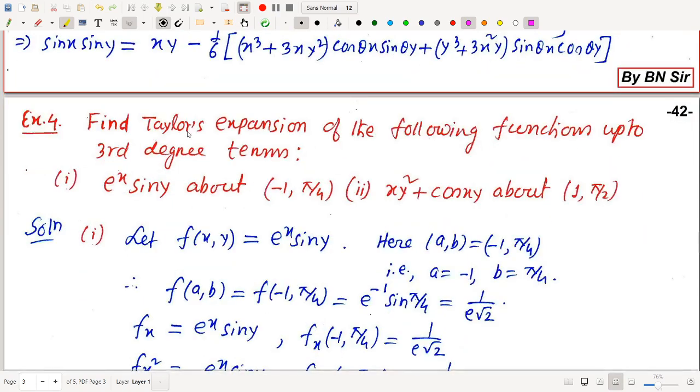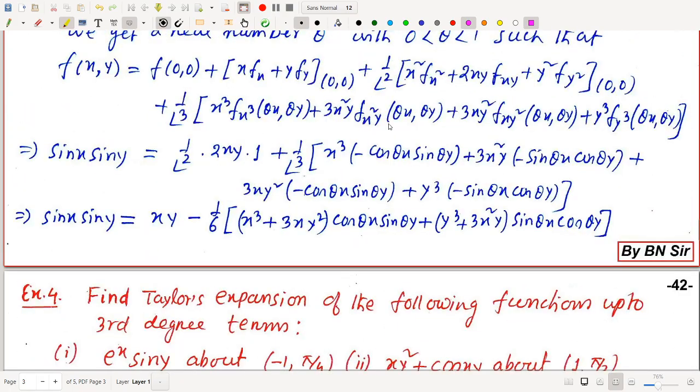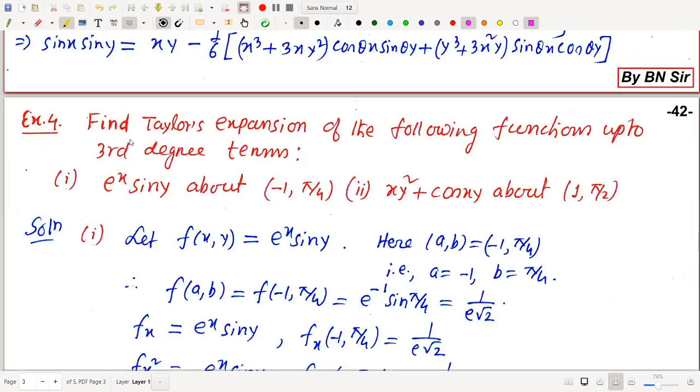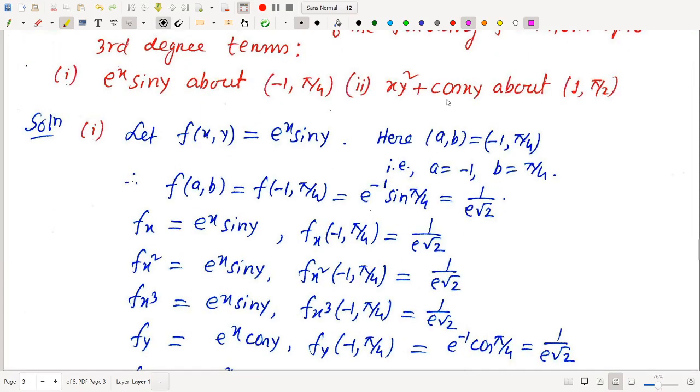And then example, now let us see some examples on Maclaurin, Taylor's. We have seen so far Maclaurin's. So example 4, find Taylor's expansion of the following up to third degree terms: e^x sin y about (-1, π/4) and xy² + cos xy about (1, π/2). So number 2 will be homework, and number 1, Roman 1, let us do here.